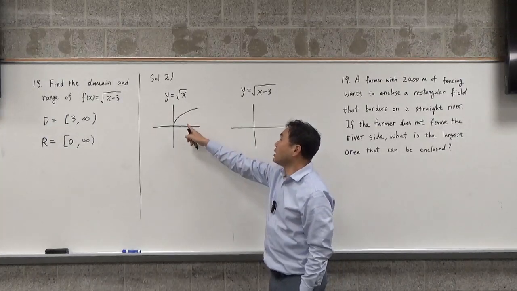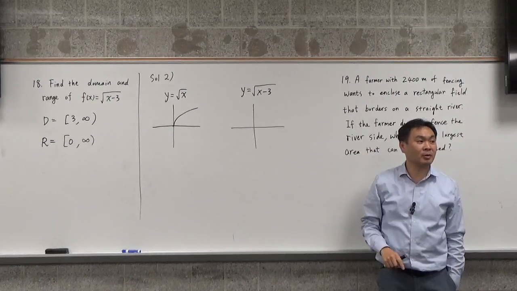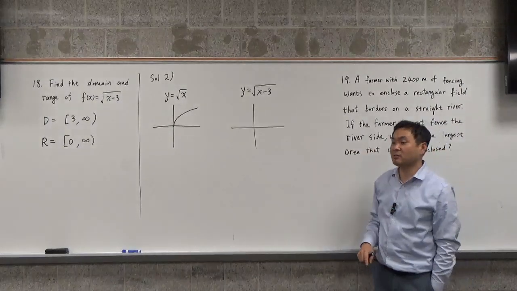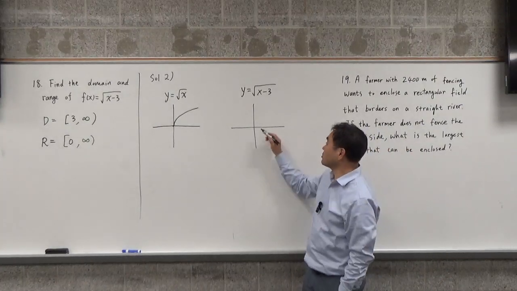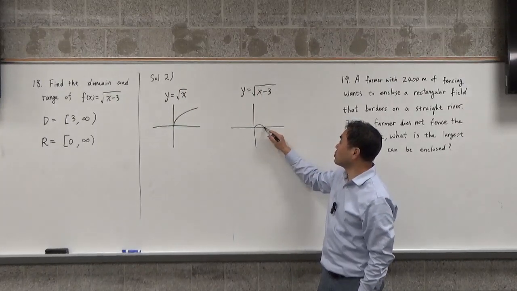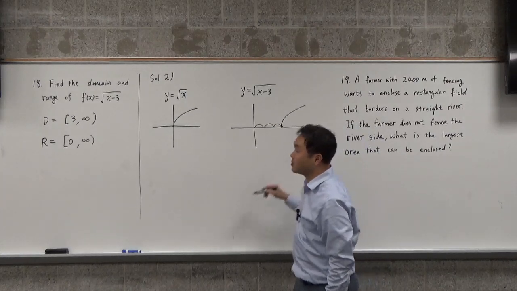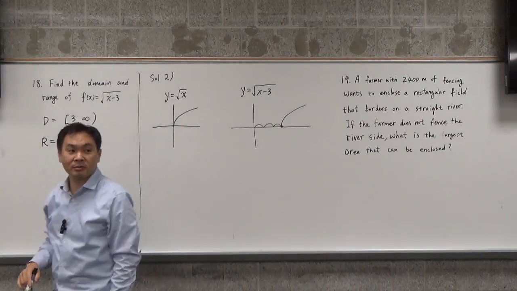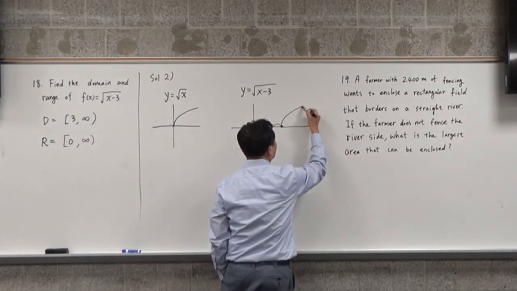Now, once you have this graph, what does this minus 3 do to the graph? Makes it move. Move in which direction? 3 to the right. So if you replace x by x minus 3, the graph moves 1, 2, 3 right, and now you have this. That's the graph.